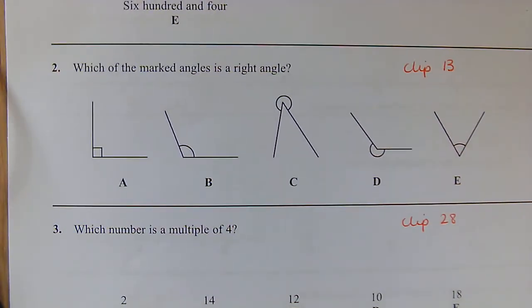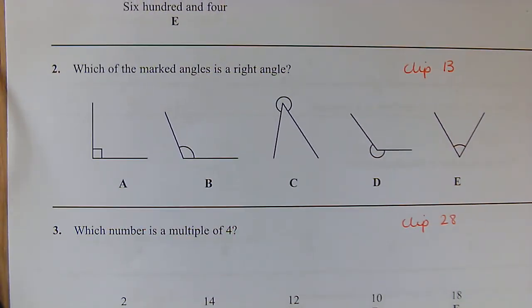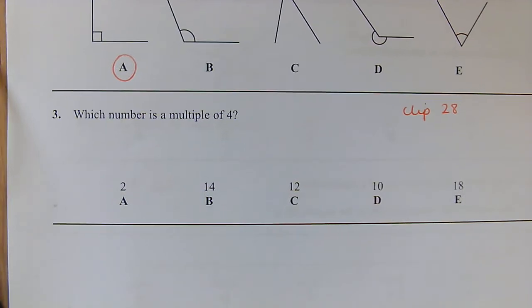Question 2. We want to recognise which is the right angle. Right angle is 90 degrees, it's A. And a multiple of 4, remember multiple means in the 4 times table, so that is going to be 12.